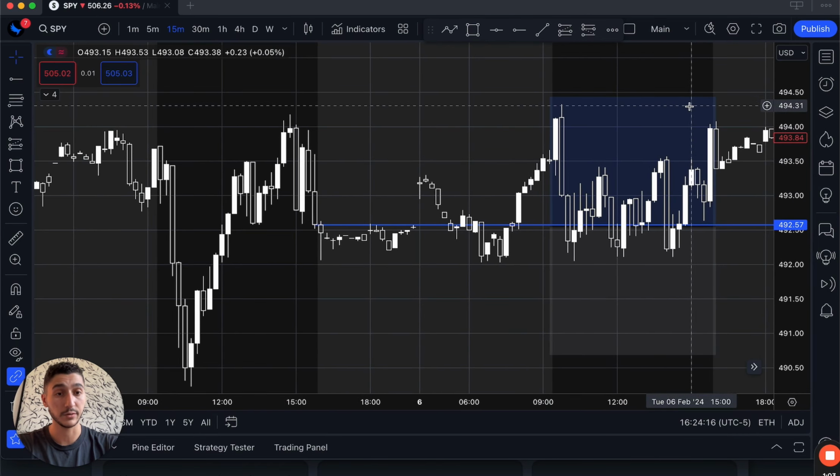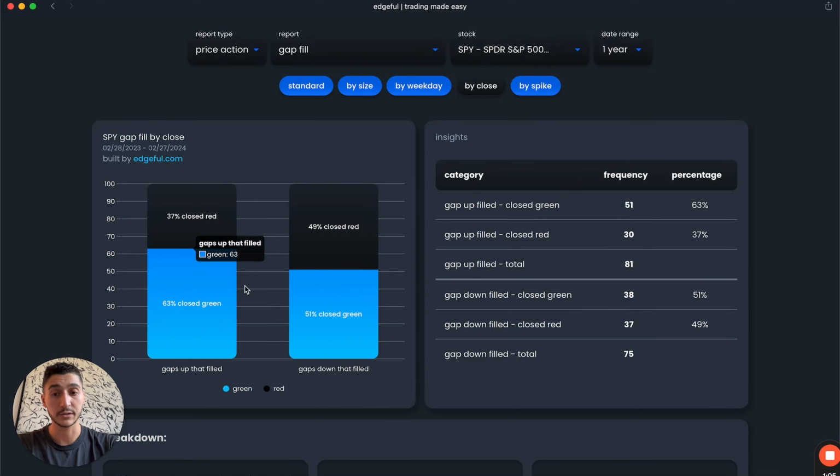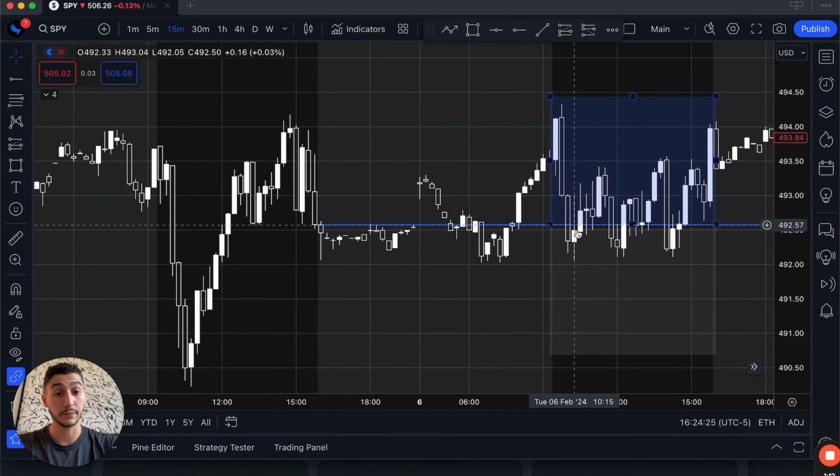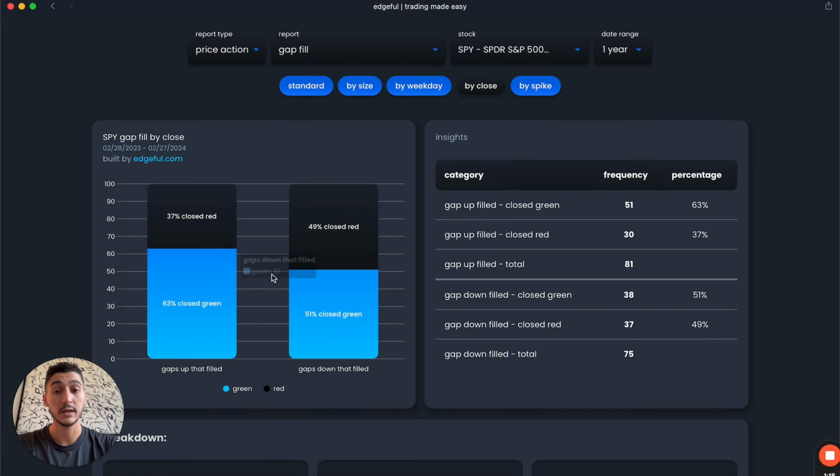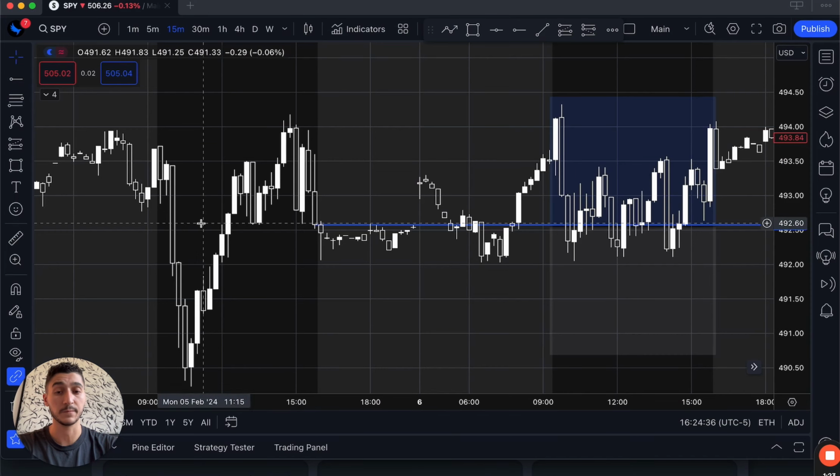So in this blue area here, this day actually counted towards this closing green. If price had flushed, broken through this previous day's closing price, this gap fill, and then closed down here, that would have contributed to this closed red section.